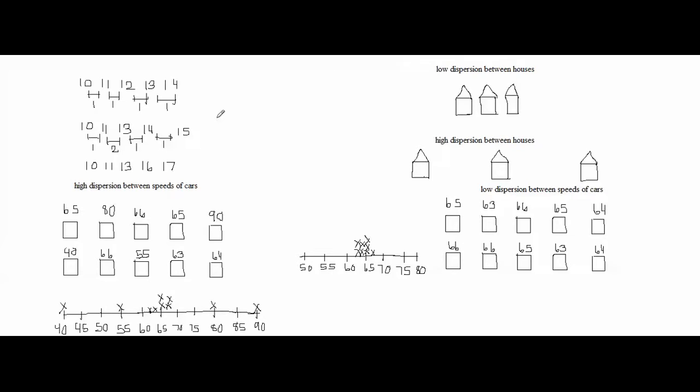So if half the class got 50s and the other half got 100s, that would give you a mean of 75. And that would be an extreme high amount of spread, because half the class is way down here and half the class is way up here.